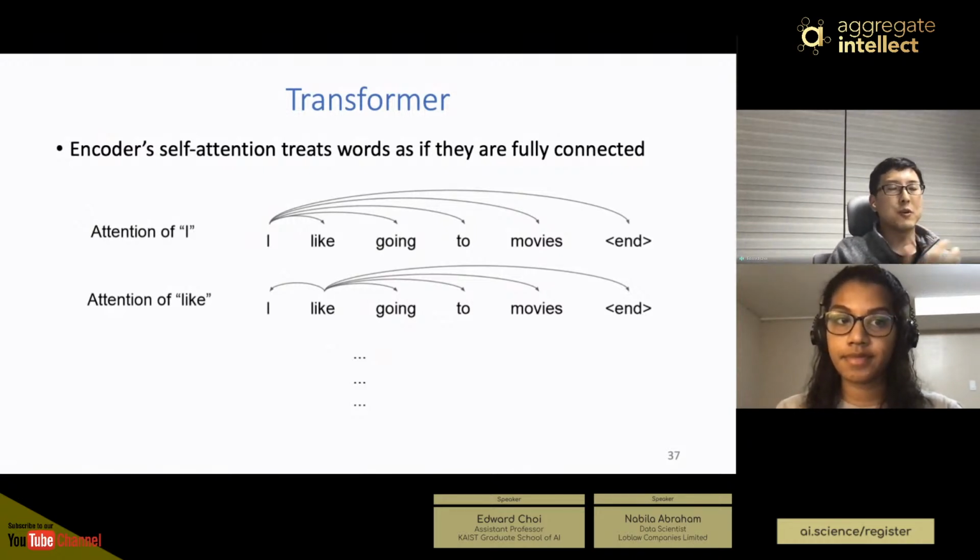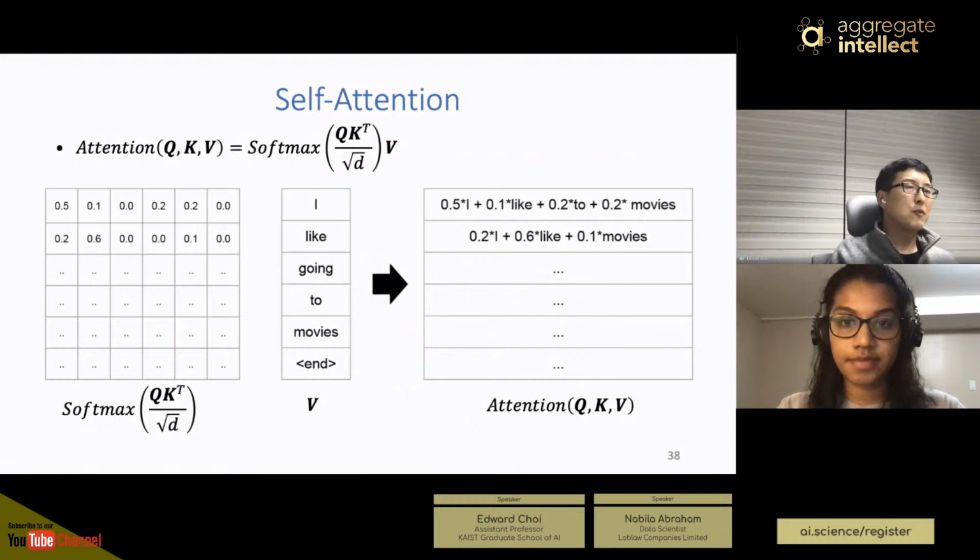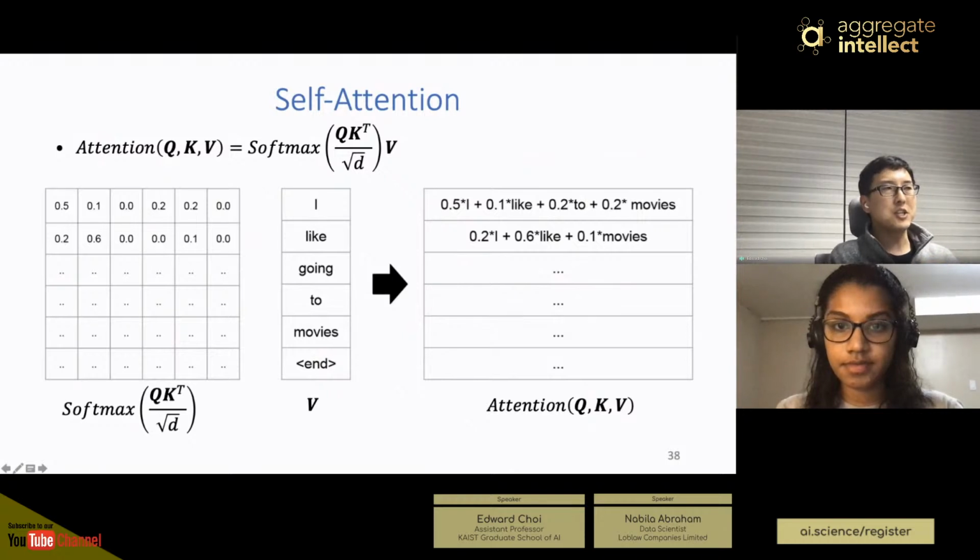There's a fully connected graph going on. So if you want to make it a bit more formal, add more mathematical flavor to it: the self-attention operation, the QKV operation, looks like this. There's softmax of QK transpose divided by the square root of D. This part can be seen as the normalized attention map. And this part V is the token embeddings, or the word embeddings.